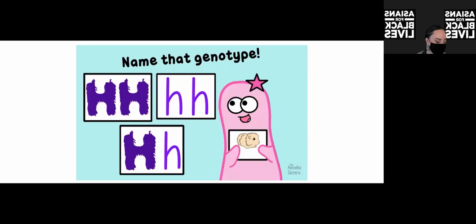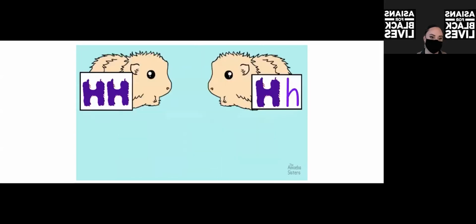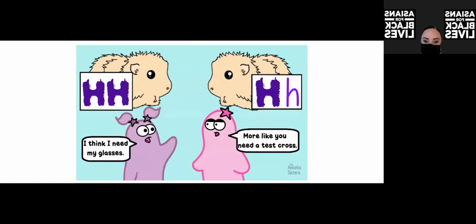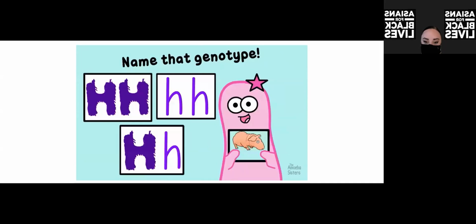If I were to show you a guinea pig with hair, would you know its genotype? Well, you would know it's not little h, little h, because if it was, then it would be hairless. But remember, a guinea pig with hair could be big H, big H, or big H, little h. We don't really know. We could do a test cross to eventually determine this, but you can't tell just by looking at the guinea pig. Now, if we had a hairless guinea pig, we do know for sure that it's little h, little h, because if it did have a capital letter, even one, that dominating allele would take over and it would have hair.